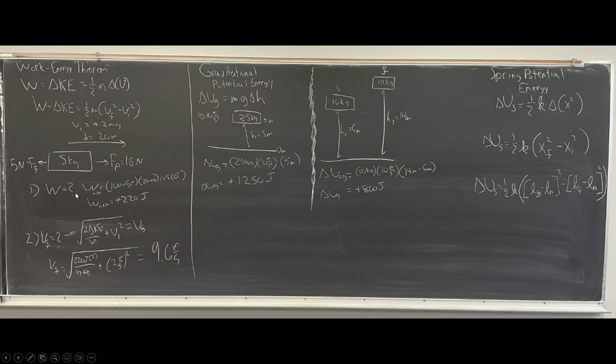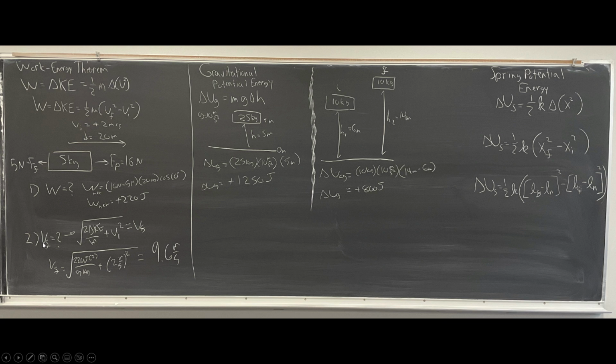What would work be? Well, let's use our net work method of Fp minus Ff, 16 newtons minus 5 newtons, all that times our distance of 20 meters times the cosine of the angle between the two. Remember that net force is going to be mostly going to the right. Our distance is going to the right, same direction, and they're parallel, so cosine of 0 degrees. This gives us our net work to be positive 220 joules.